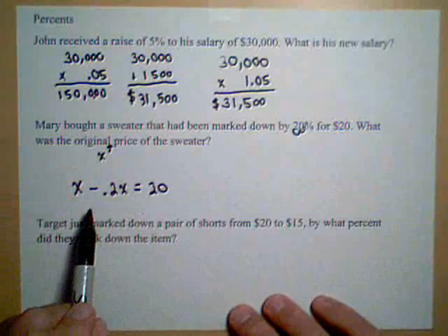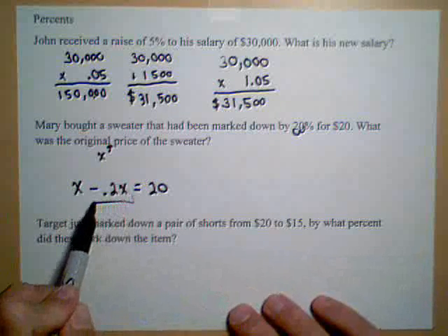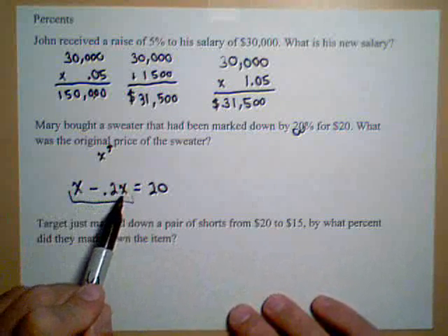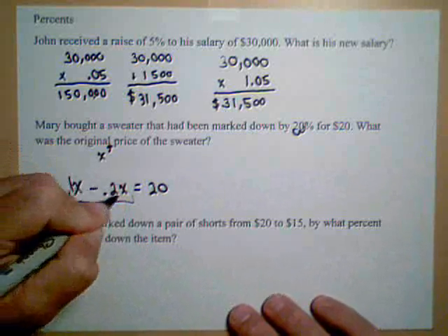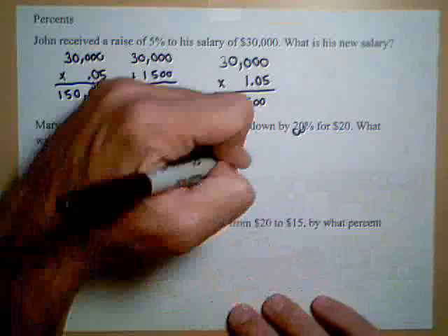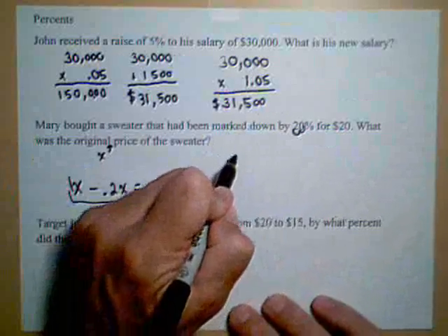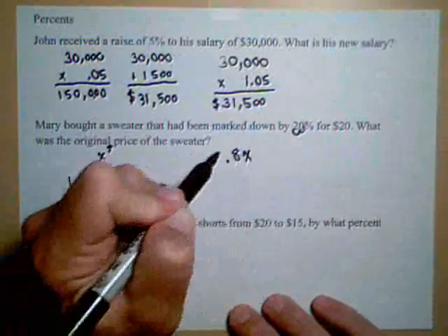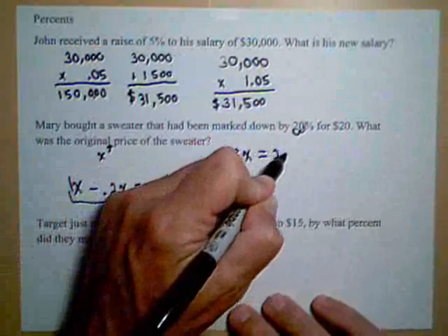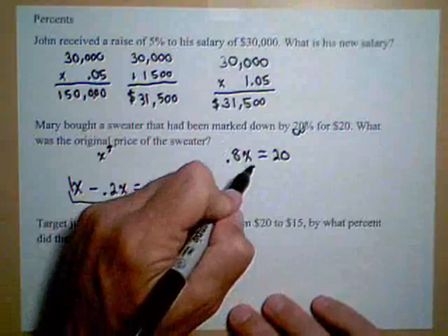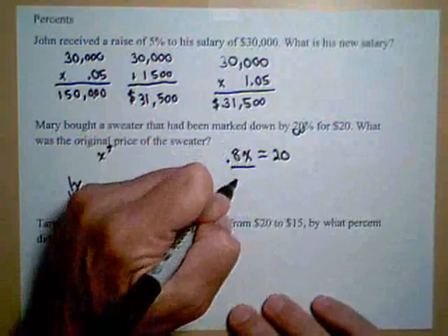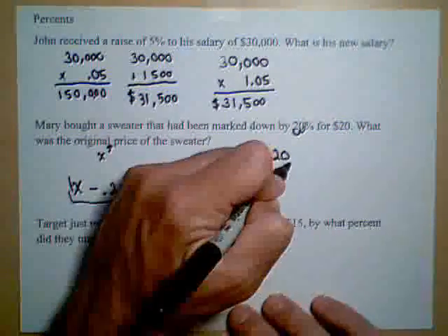Alright. Now, we can combine like terms here because we have X minus 0.2X. So we can think of that as 1X minus 0.2X. So 1 minus 0.2 is 0.8. So what we get is 0.8X equals 20. So we end up dividing both sides by 0.8.